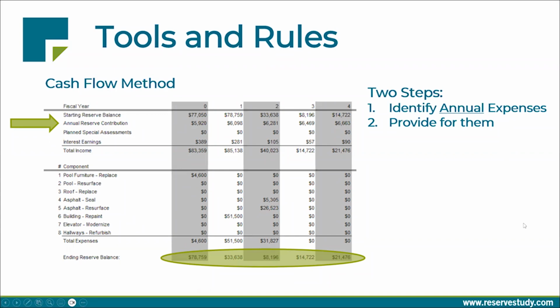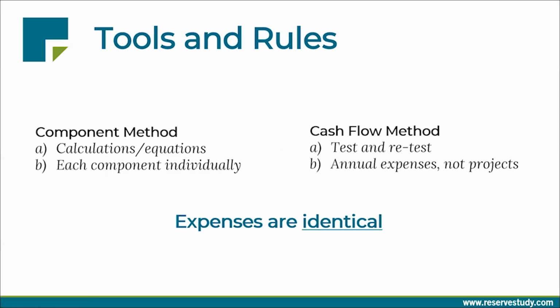And you're looking at the cash flow for the association, not looking at it on an individual component by component basis. So the component method is calculations and equations. It's adding and subtracting and dividing, and it's each component individually. The cash flow method is you lay out the expenses and then you test and retest the funding that's required. It's not a direct mathematical solution. And we're looking at annual expenses, not individual projects, okay? So that's two different ways to look at the same set of expenses.